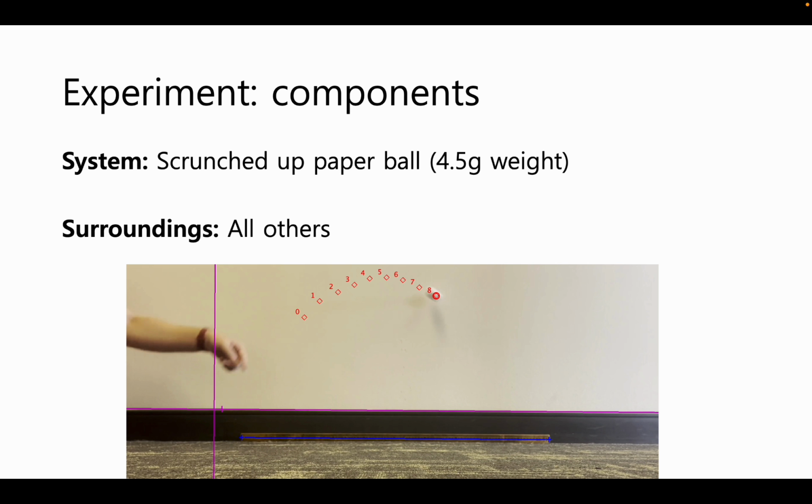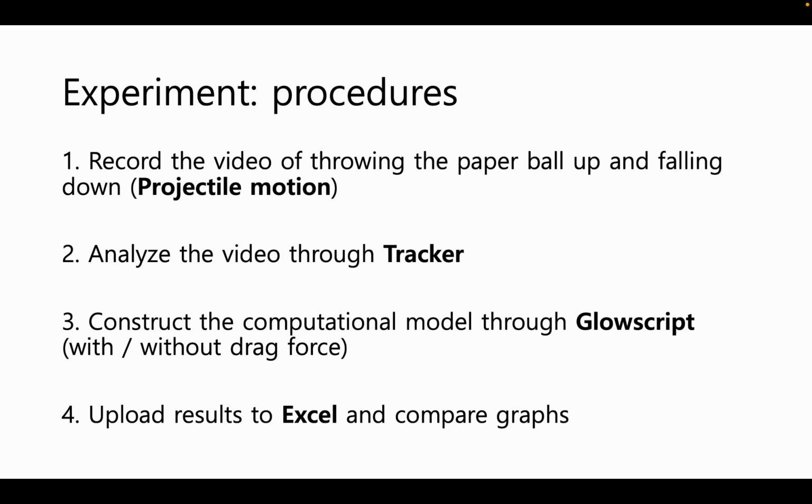Here is the image of the object and the components. The system of this experiment is a scrunched up paper ball weighing 4.5 grams, and the surroundings are all others. Procedures. 1. Record the video of throwing the paper ball up and it falling down, which is the projectile motion.